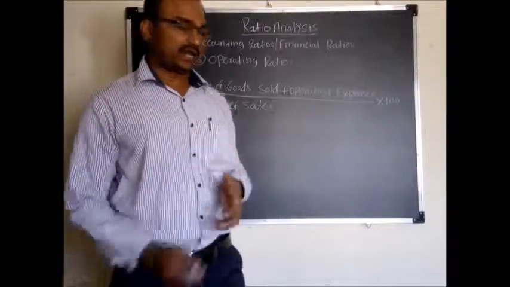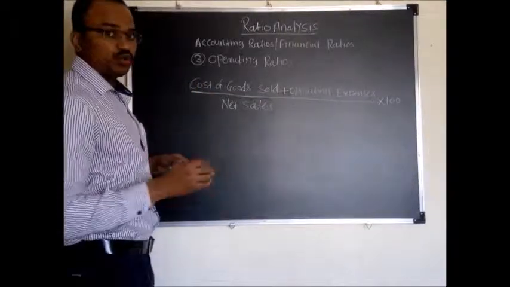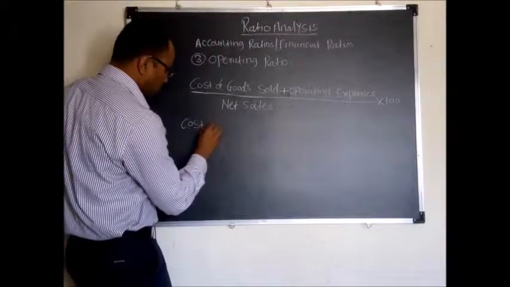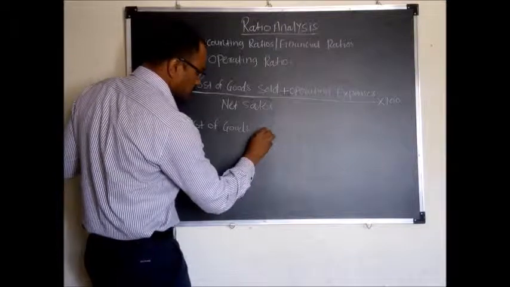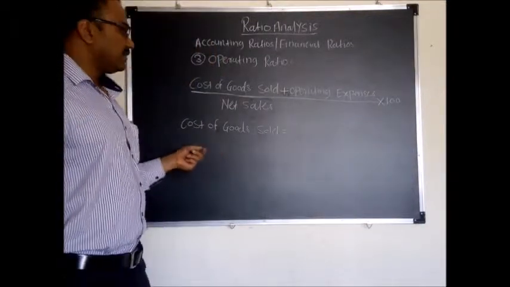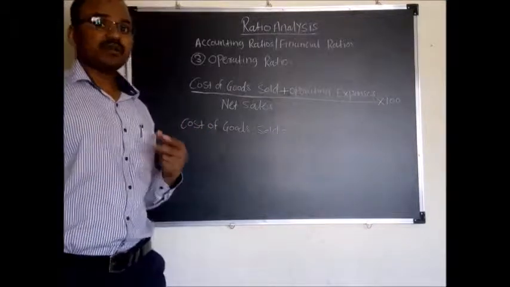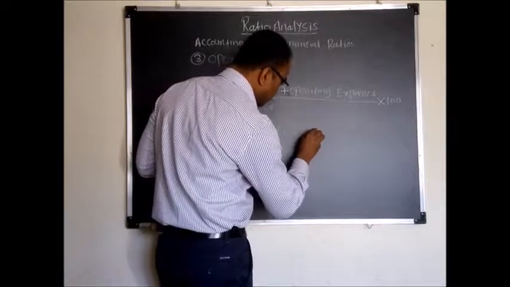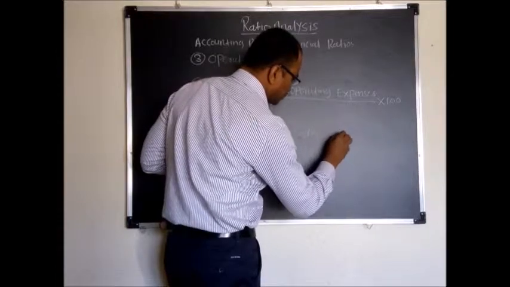So here the question arises: how to calculate the amount of cost of goods sold? Cost of goods sold is calculated by subtracting the amount of gross profit from sales. So cost of goods sold is equal to sales minus gross profit.